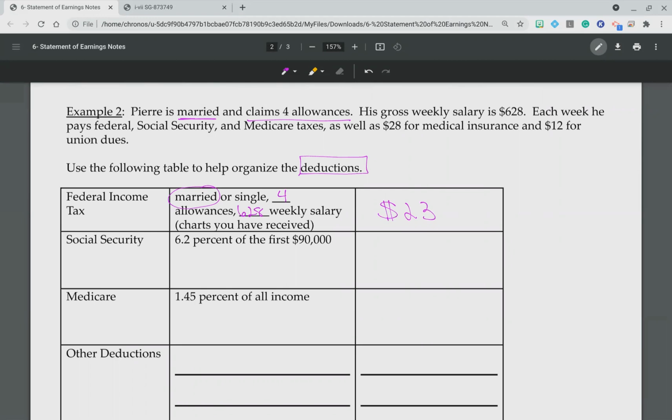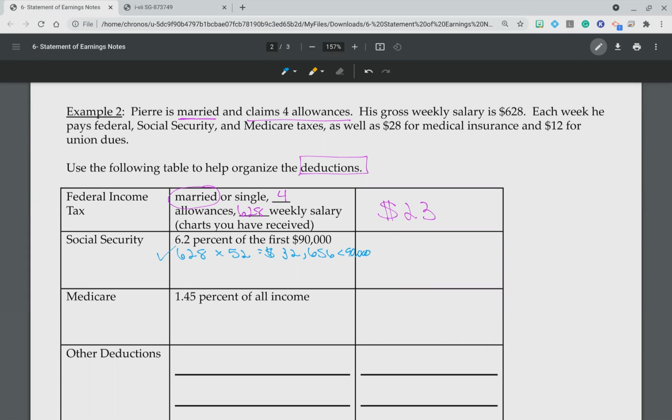All right, and then 6.2% of the first 90,000. So the first thing we have to make sure is that he's not making more than $90,000 a year. All right, so if I take his weekly income, which is $628, and multiply that by 52, that'll tell me how much he makes in a year, which is $32,656. Okay, that is less than 90,000. So we don't have to worry about any extra steps there. We were just checking that out and boom, we're good.